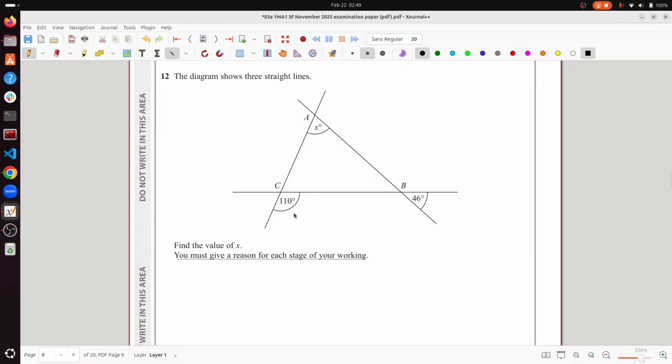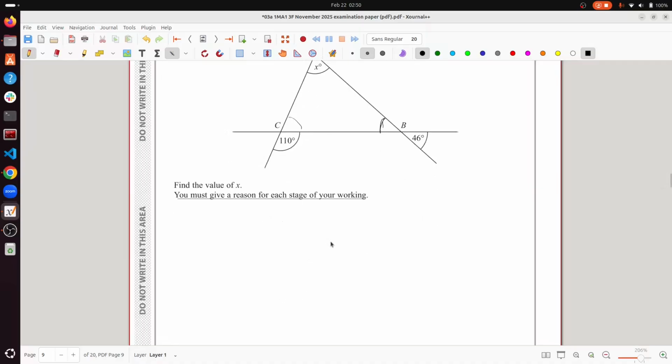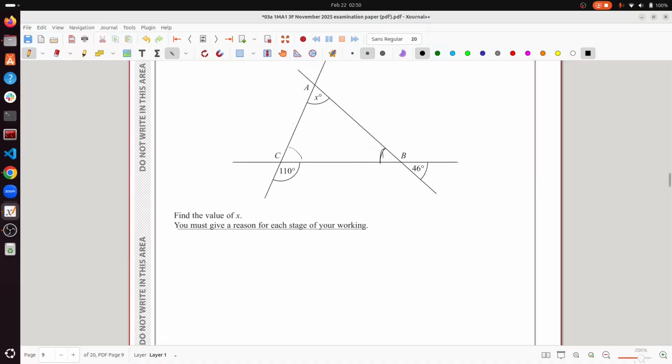So looking at this, we're looking for the value of x. It's always good to have a strategy for how you can find this value. So if I get this value and I get this value, I can find the value of x. So now I have a strategy to go with, and I can start to work it out. Angle ABC, which is this angle there, is the same as 46. And my reason is vertically opposite angles are equal. That's why angle A becomes 46.